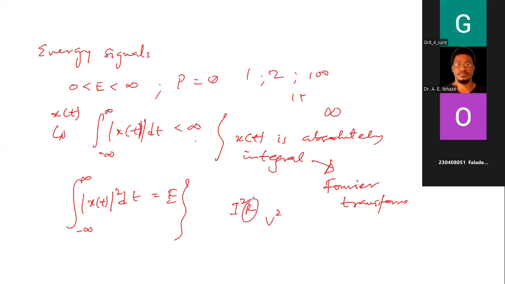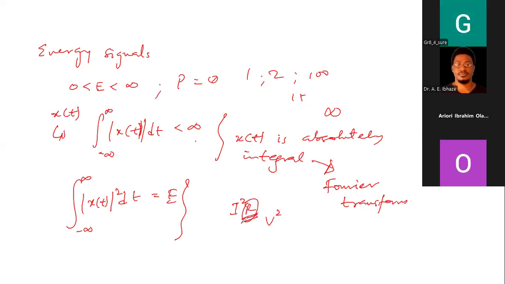So when we rationalize the resistor, we can say the approximate value of your energy is I squared or V squared, right? So you now see that the square of the value of my signal is actually the energy. That's where we got it from, okay? So the average power P, we now take on the limit of E over T.